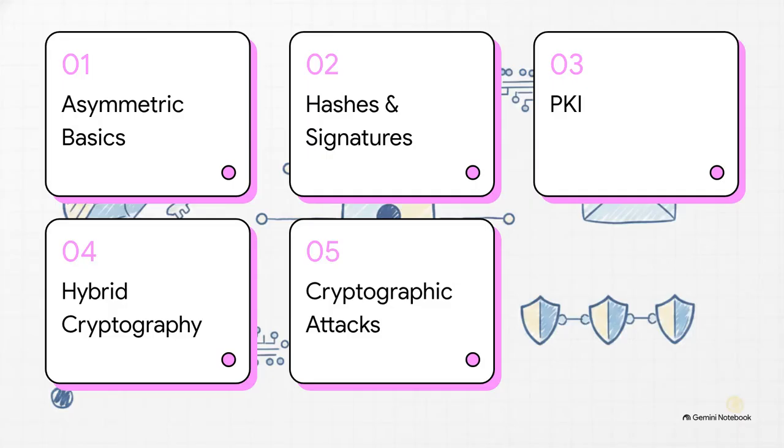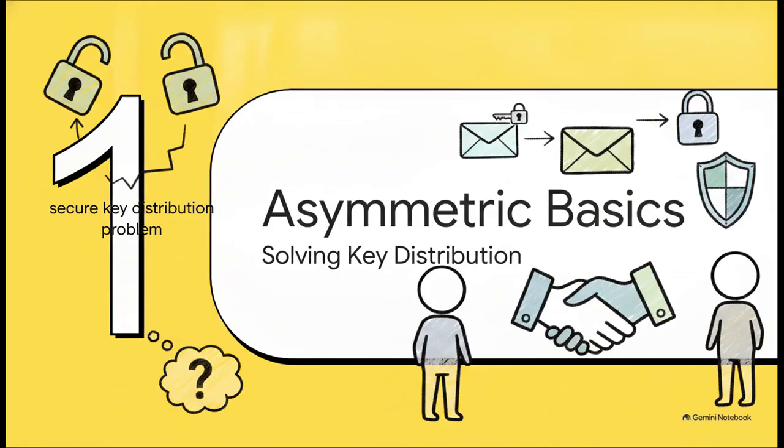Here is our roadmap for today. We'll start with asymmetric basics, followed by hashes and signatures. Then we'll decode PKI, explore applied hybrid cryptography, and wrap it all up with cryptographic attacks. Starting off with Section 1, Asymmetric Cryptography Basics.